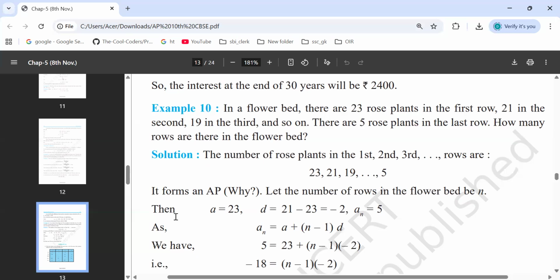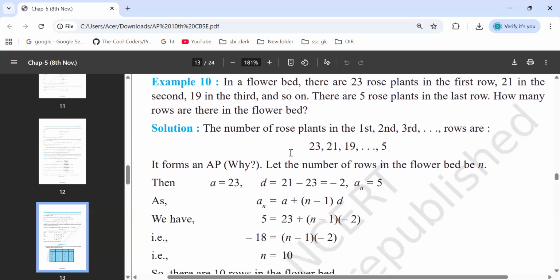Now the last question is: in a flower bed there are 23 rose plants in the first row, 21 in the second row, 19 in the third row, and so on. There are 5 rose plants in the last row. How many rows are there in the flower bed? So we have been given that the first row has 23 rose plants, the second row has 21, the third row has 19, and in the last row we have 5.